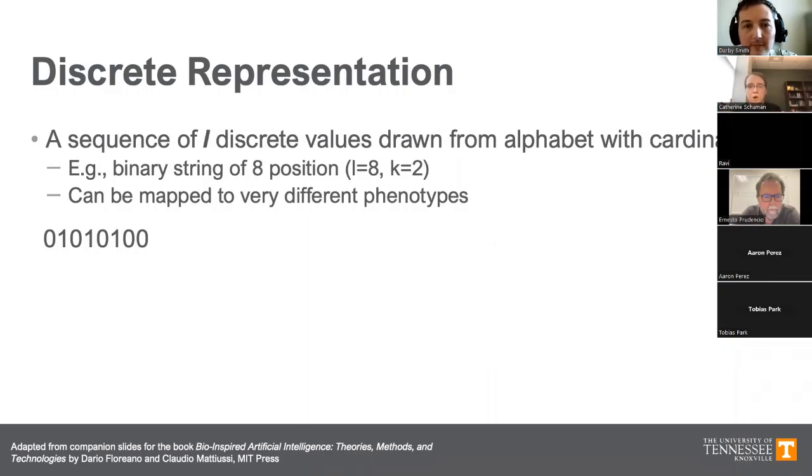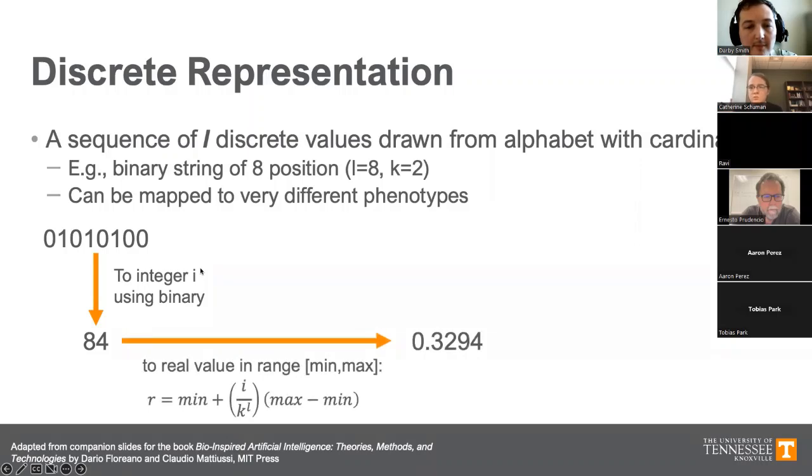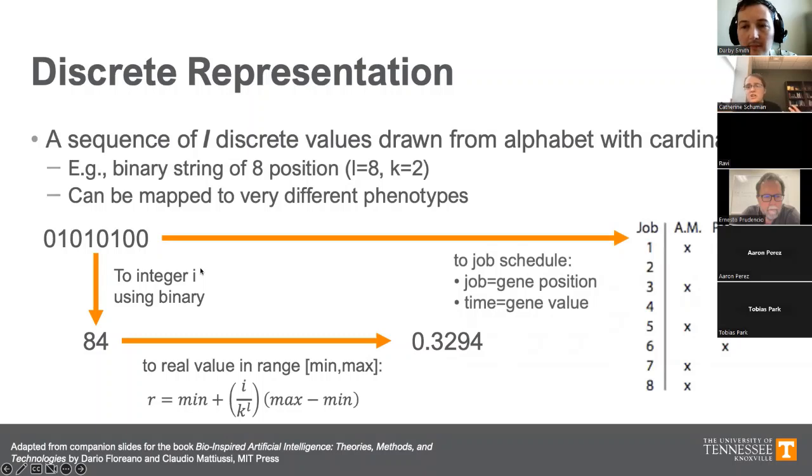So even this one genotype here, this binary string, could be mapped to an integer. It could be mapped to a real value within a particular range. Or it could be mapped to something like a job schedule, where you have a list of jobs and you're determining whether they're going to happen in the morning or the evening. This particular genotype can manifest itself into a wide variety of different phenotypes. So you have to decide how you are going to represent what it is you're trying to optimize.